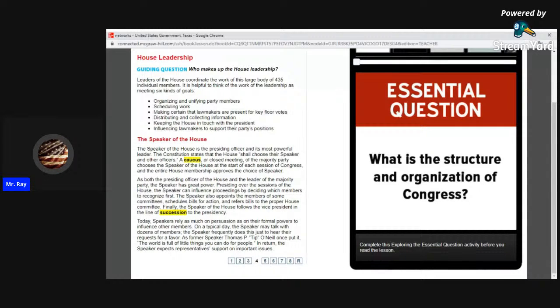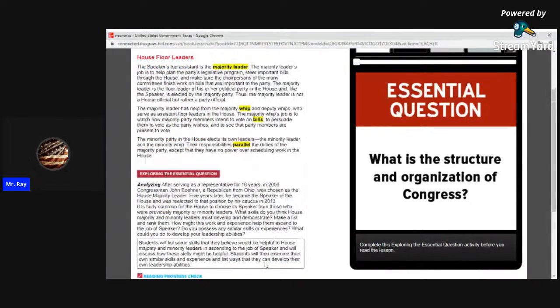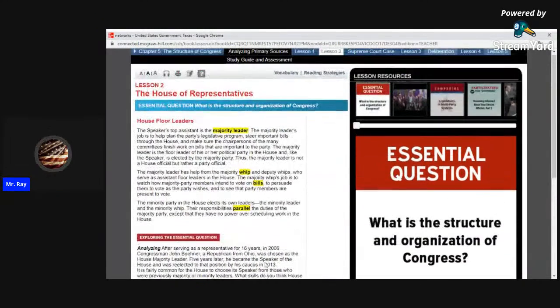She has the power to say who speaks first if they're going to debate something. She can appoint committee members. She can schedule bills for action. She can send bills to the right committees. And as we already said, the speaker is the third in power. It's president, vice president, speaker. Okay? And she talks or he talks to everybody. So they have a lot of political power. If you need something done, you have to speak to the leader.